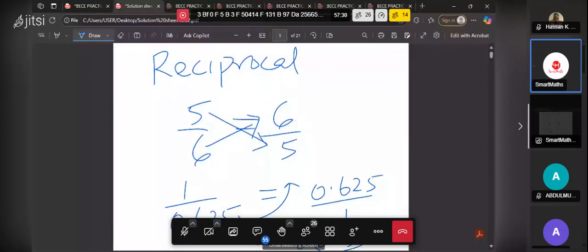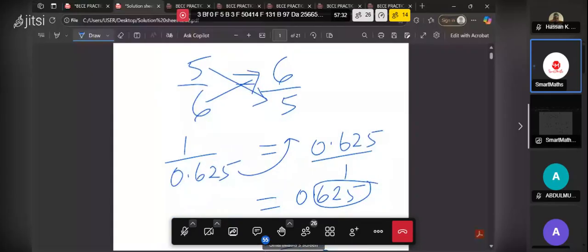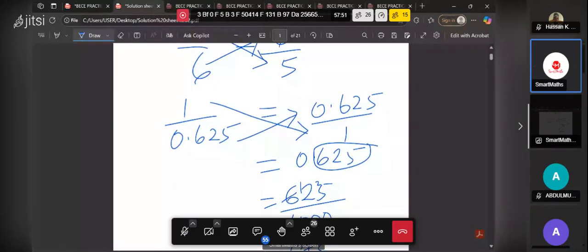Now the question we are given here is: find the reciprocal of 1 divided by 0.625. So this 0.625 will become the numerator here. So that's why we have it here. And 1 will come down. So anything over 1 is anything. So there's no need for us to say 0.625 divided by 1 is 0.625.